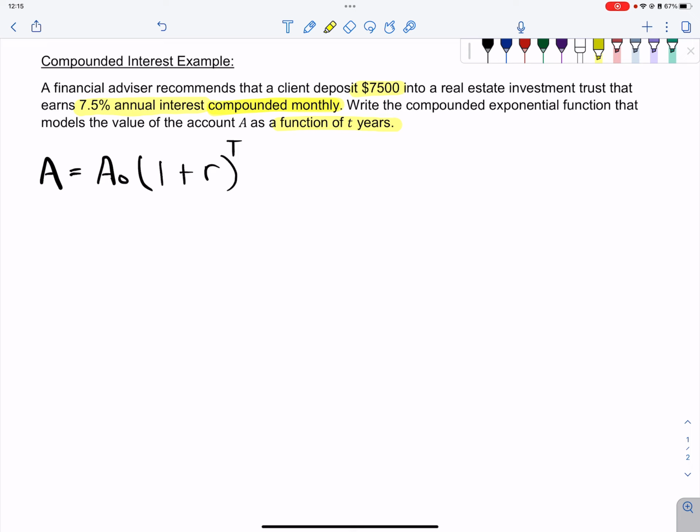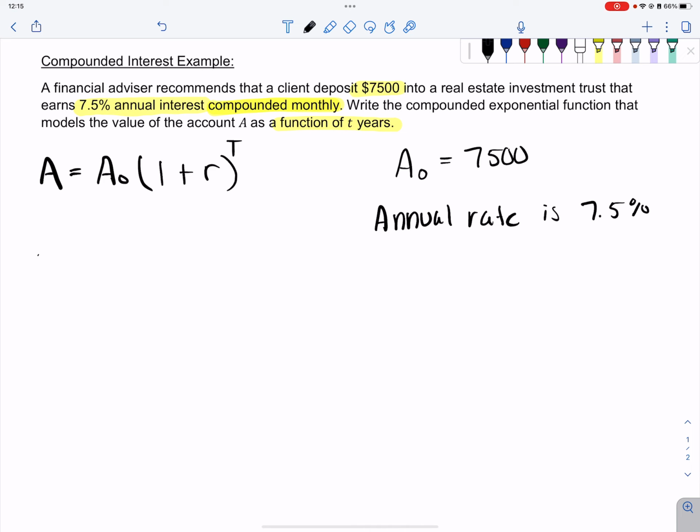So let's start. We know they put in 7,500, so that is our initial amount, A0. We have also been given an annual interest rate. Our annual rate is 7.5%. We don't like using percents in our equation, so I need to get rid of the percent symbol. We can do that by dividing by 100. So that gives us 0.075.